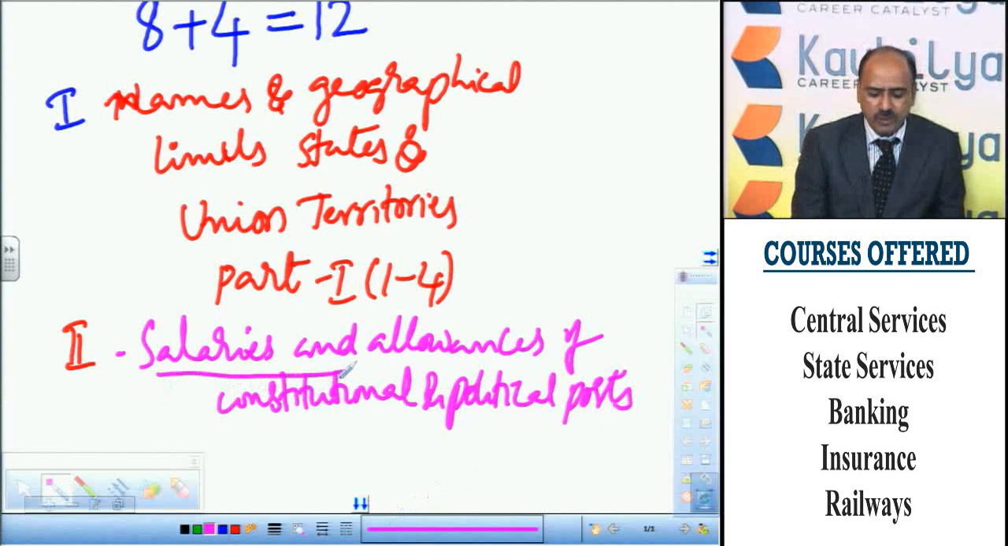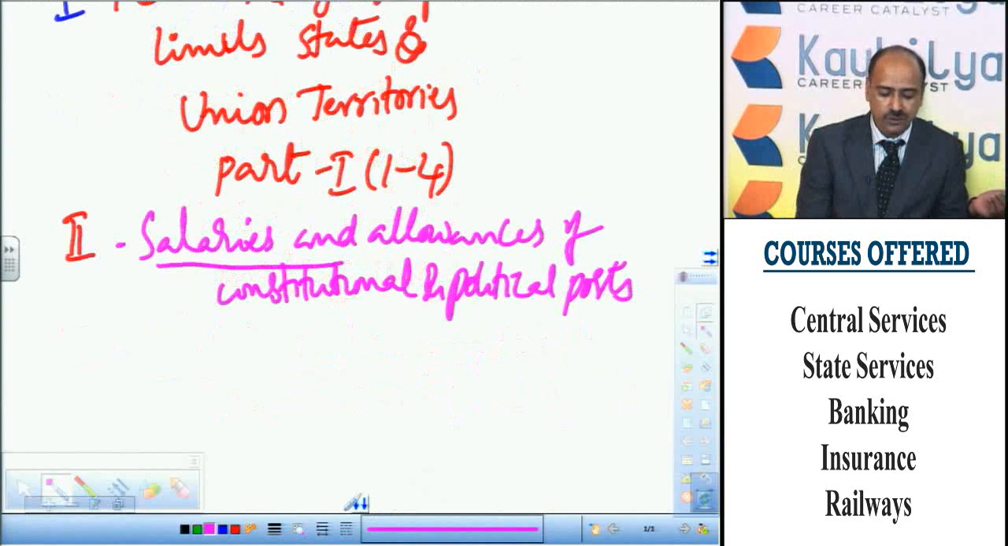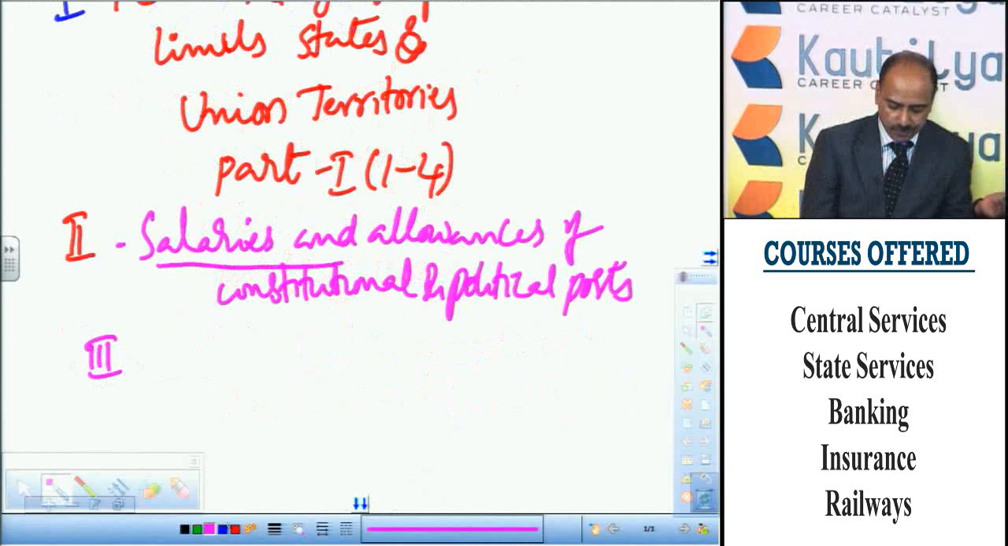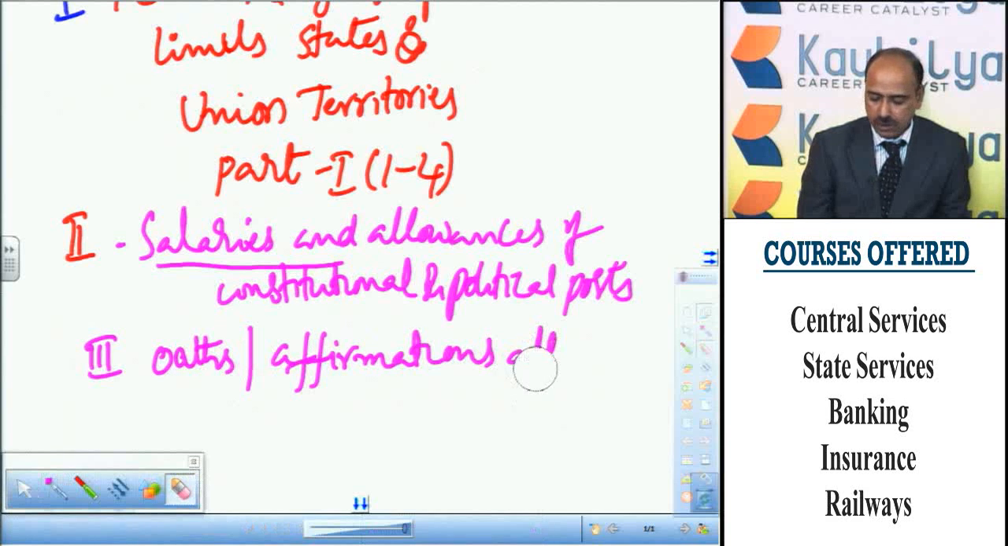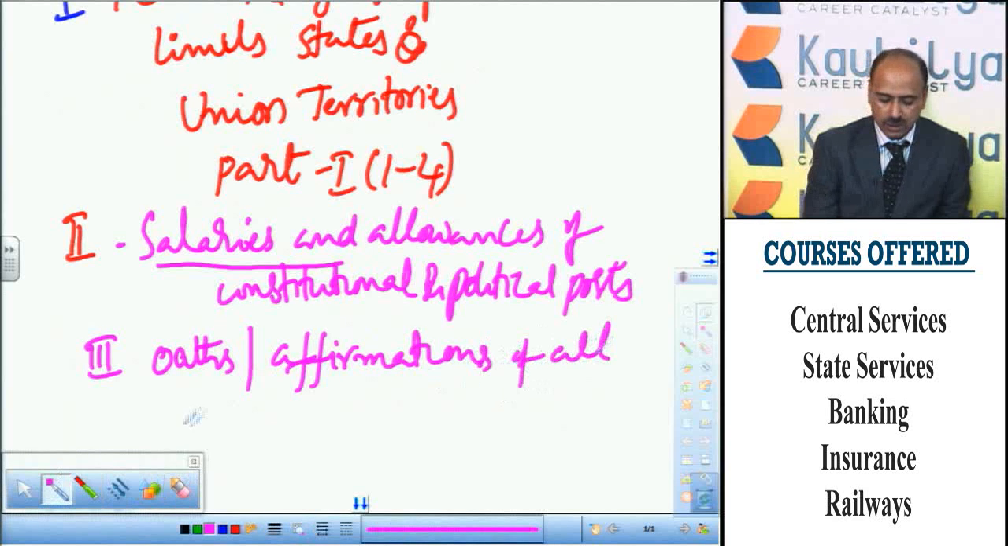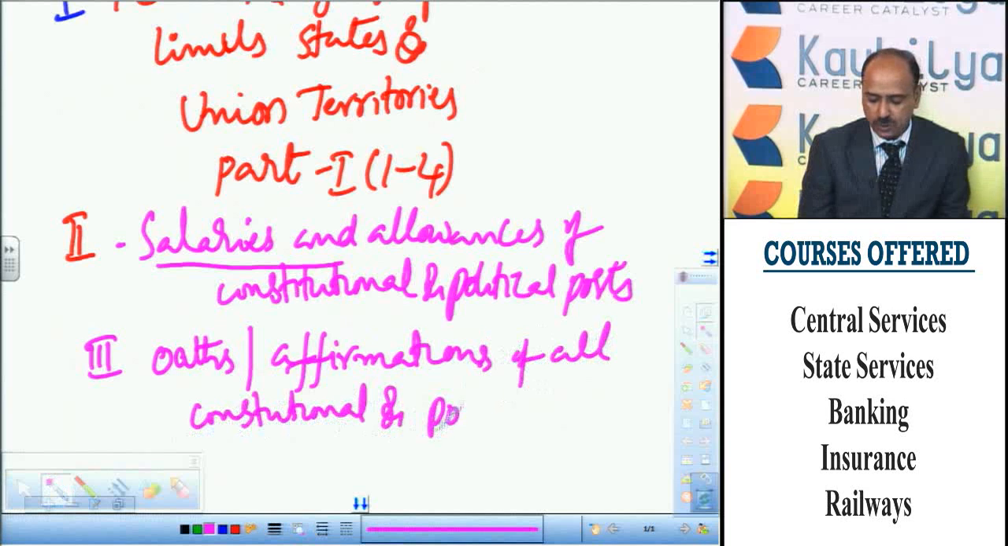Salaries and allowances: different people's salaries are mentioned. Supreme Court judges' salaries are mentioned in place. Government salary is mentioned in place. All these things you want to identify, we go to the second schedule. Next, the third schedule: oaths or affirmations of all constitutional and political posts.